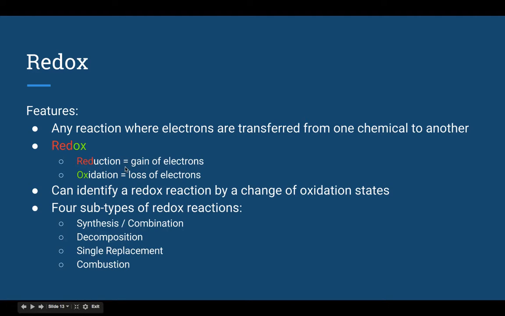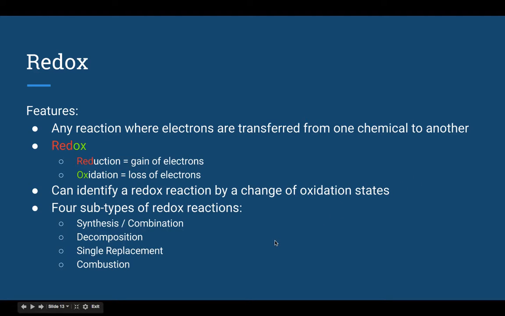Reduction, which is the gain of electrons, and oxidation, right? If something's gaining electrons, those electrons can't just come from nowhere. The electrons have to be lost from something else. So when you combine these two words, you get redox, right? So that's where that comes from. You can identify a redox reaction whenever there is a change in oxidation state of atoms or elements. Okay, and there's going to be more on that. We'll talk about that in just a second.